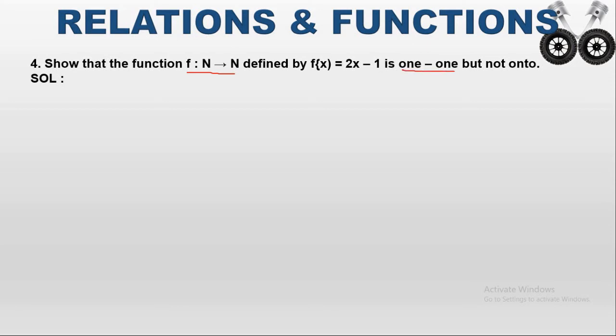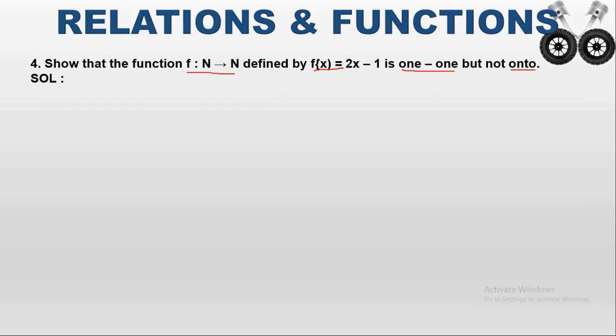1 to 1 means distinct elements in A should have distinct images in B. So whenever this condition is satisfied, then we say the given function is a 1 to 1 function. So what is an onto function? We have to find the range as well as the codomain. So if the range is equal to the codomain, we say that the given function is onto. If the condition is not satisfied, we will say that it is not onto. We will check whether the given function is 1 to 1 and not onto.